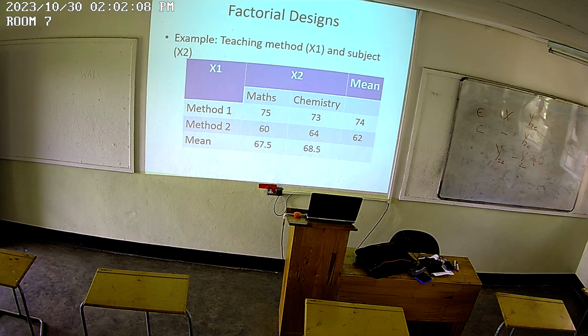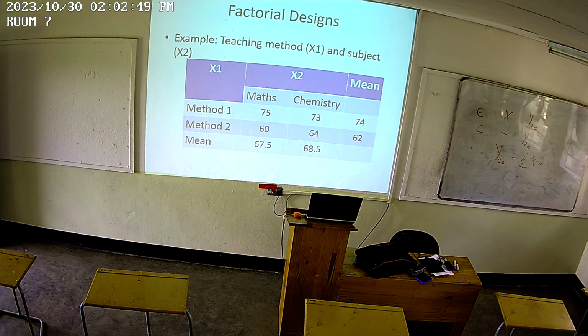But then, the design of the experiment was also arguing that the type of subject will influence the way students perform. So the question is, if I use teaching method 1 in mathematics, how will the students perform? What about in chemistry? Will the performance be equal or will it differ? How about teaching method 2 in mathematics and in chemistry? And we should look at the results carefully.